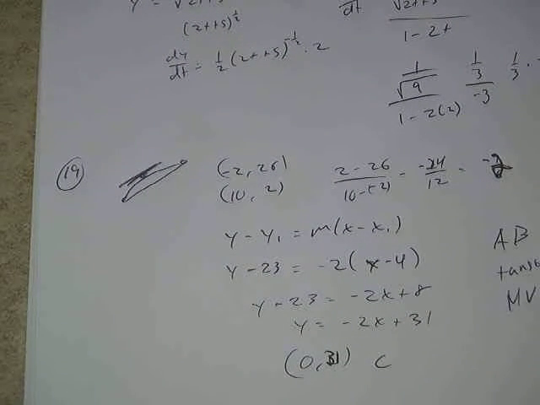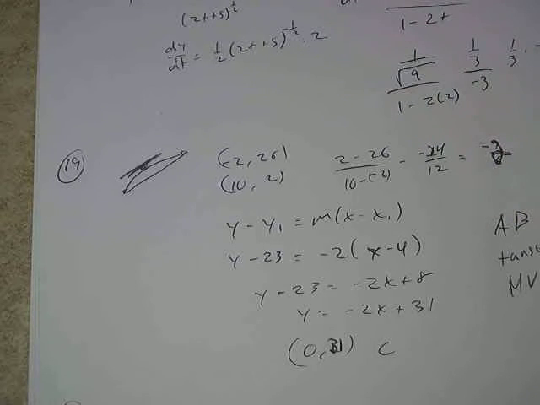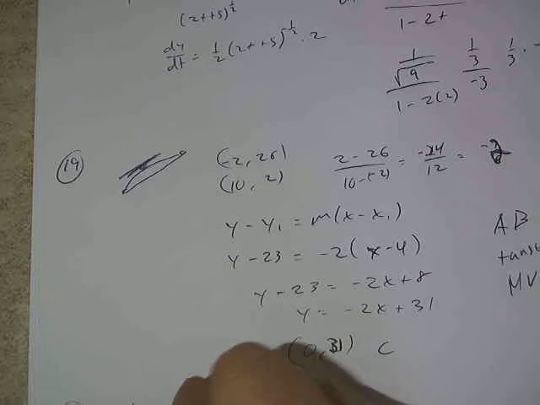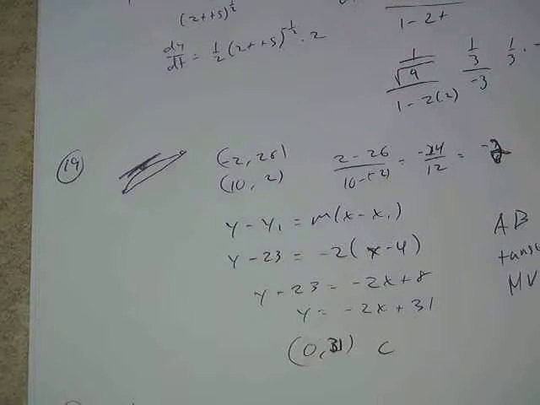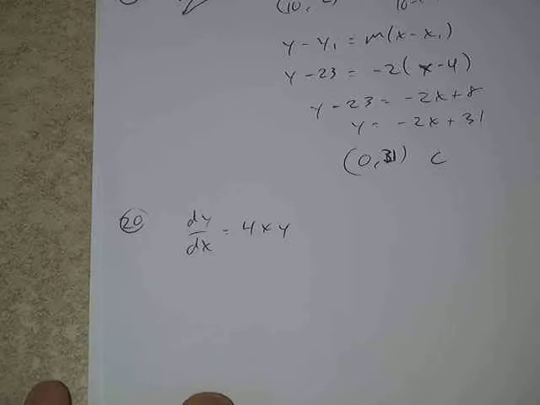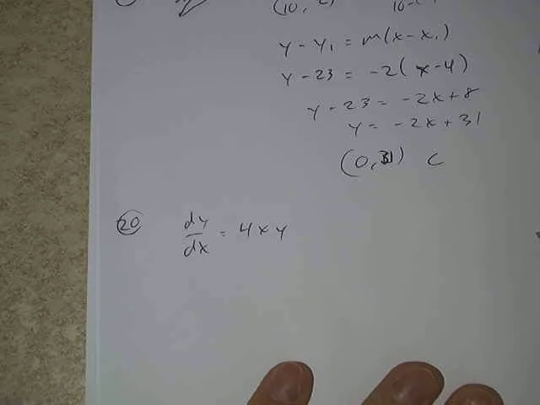Number 20 says at each point x, y on a certain curve, the slope of the curve is 4xy. The curve contains the point (0, 4). Then the equation is what? Ultimately, based on that given information, dy/dx is 4xy. It told us that the slope of the curve is 4xy, and the curve contains the point (0, 4), and we want to find the equation this came from.